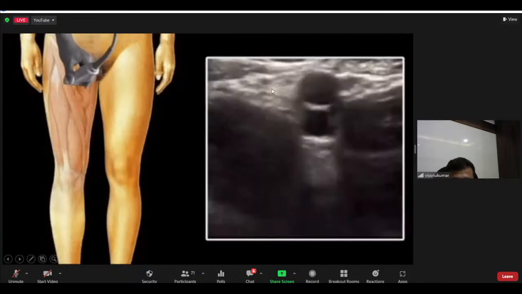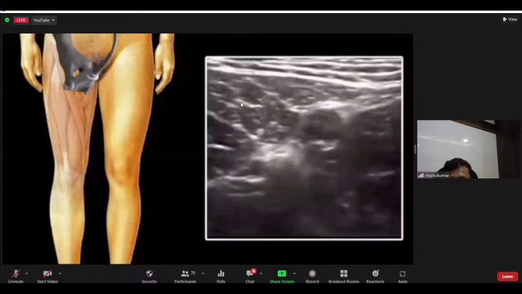But now, in the second image, I am slowly going down, just going down medially. Can you see the probe is just over the sartorius? And in this ultrasound diagram, you can see a triangular shaped structure. This triangular shaped structure is nothing but the beginning of the sartorius muscle. And as I go down, you see the femoral vein has gone down.